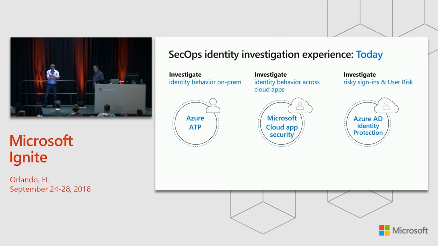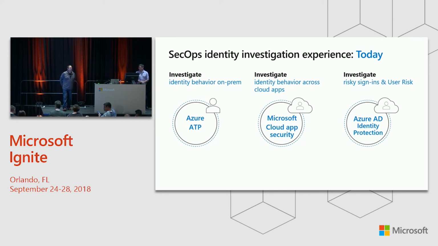And with that, we're getting more understanding. So what we showed so far and what we have today is Azure ATP, which allows you to investigate on-prem identity behaviors and attacks. You have MCAS, which allows you to look at cloud workloads and attacks that happen in session and investigate those. And Azure AD Identity Protection, which looks at risky sign-ins and user risk as authentications happen through both on-prem ADFS or federated and into the cloud.